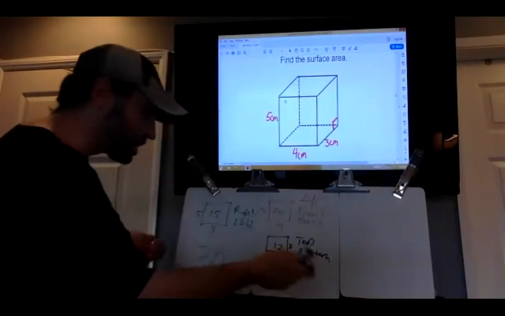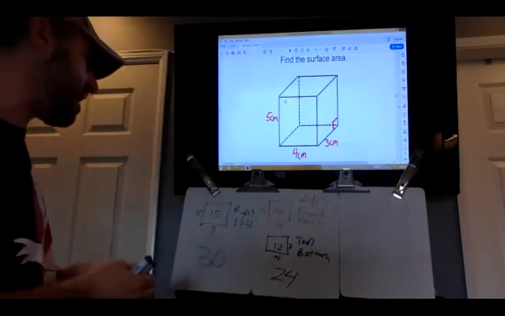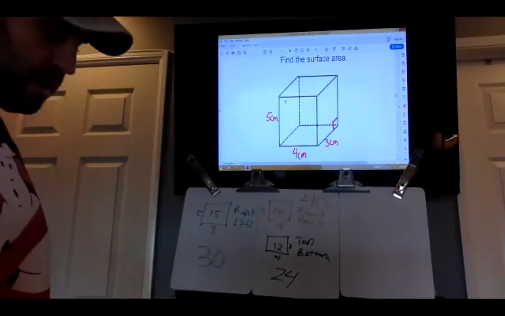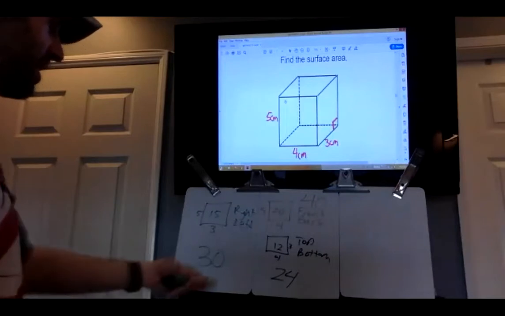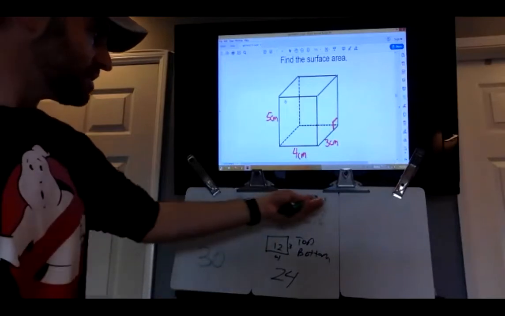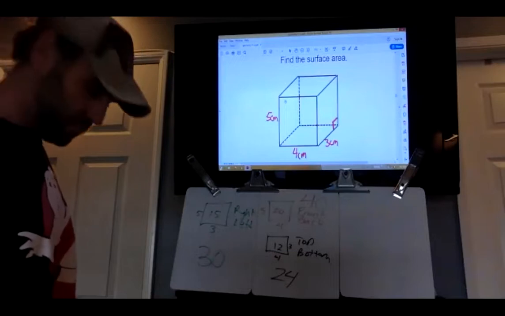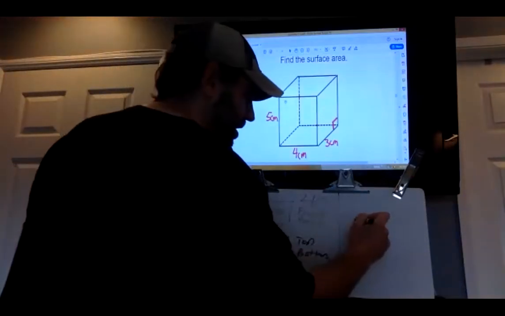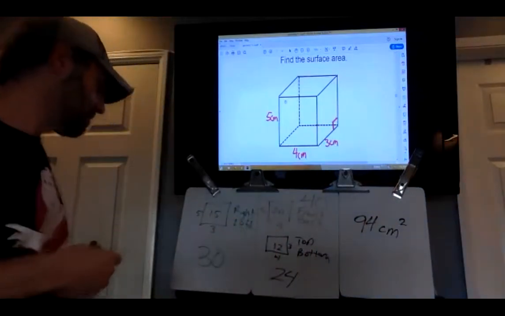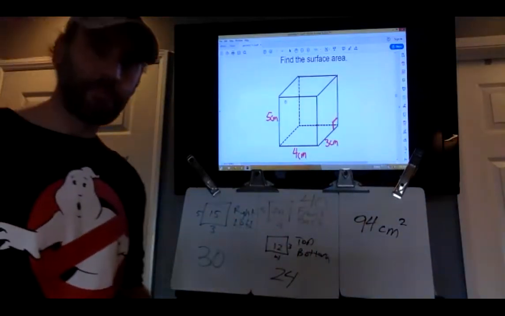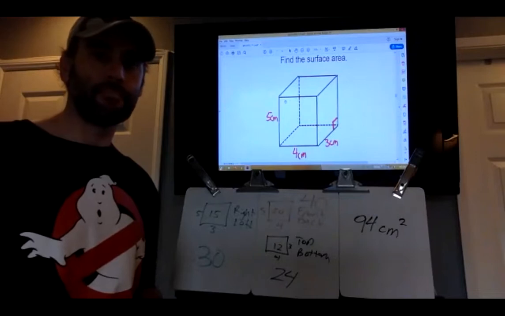So this is a very organized way of doing it. You don't have to do that, but if you have time on a test, I would take your time and get it right. So then you add them all up. You get 94. Okay? So your final surface area is 94 square centimeters. Okay, any questions about that? No, it's pretty self-explanatory.